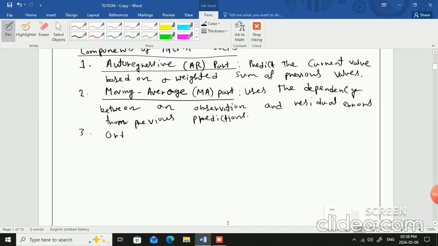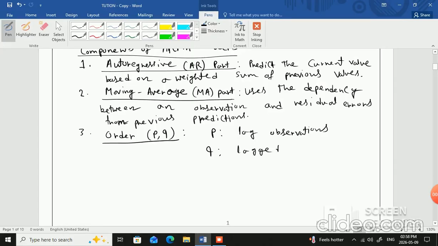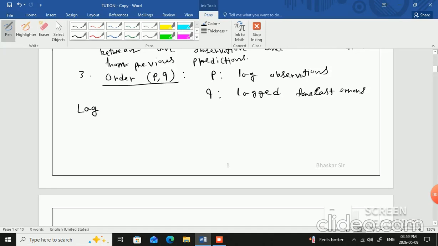Number 3, order P, Q. P means lag observations, and Q is the lagged forecast error. What do you mean by lag? We discussed lag in time series data. Lag is the difference between past values in time period.